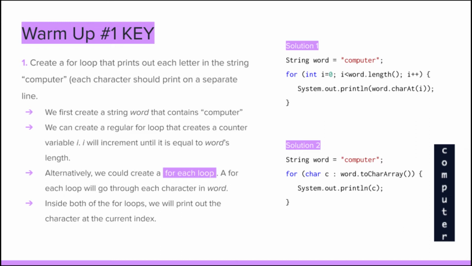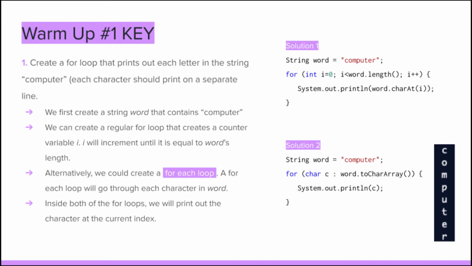Inside the for loop, we use a print statement with word.charAt(i) inside of it in order to print out the character at the index i with each iteration of the for loop. This means that since we're looping through every index of the string, we're printing out each of its characters separately, and they should come out on separate lines.